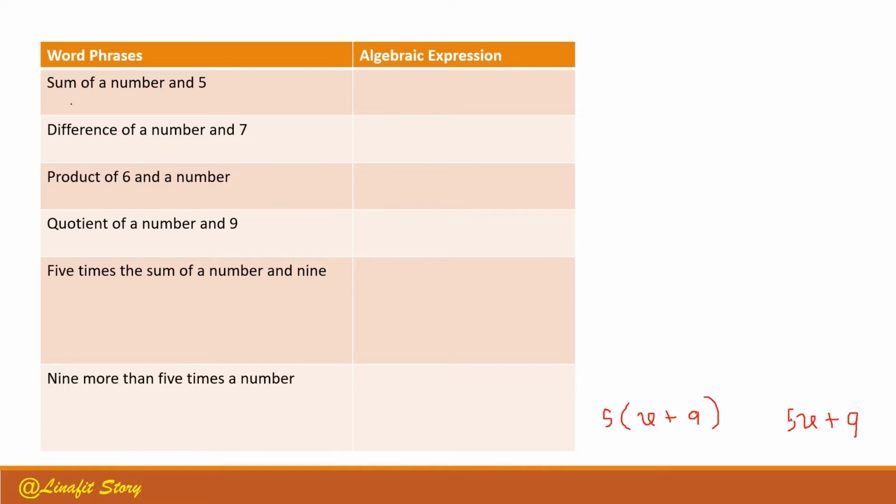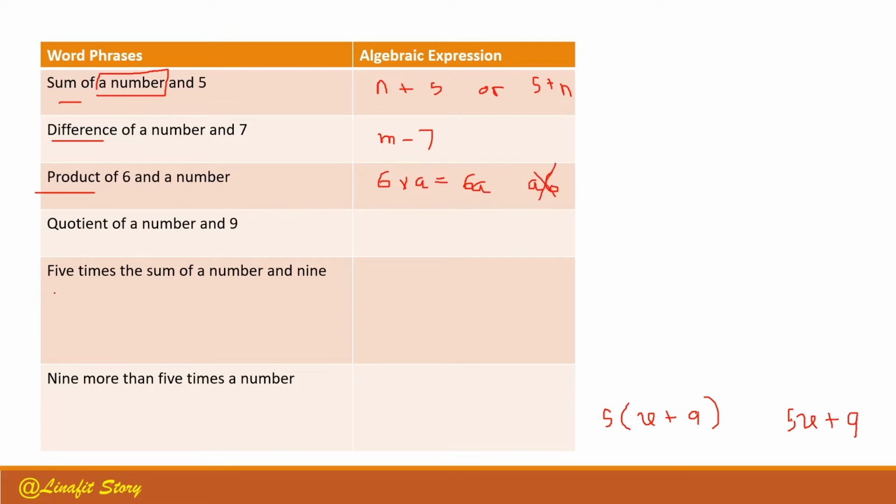Sum of a number and 5. For the unknown number, we use a letter. Let's say we use letter n plus 5, or 5 plus n. Difference of a number and 7. m minus 7. Product of 6 and a number. 6 times a is equal to 6a, not a6.